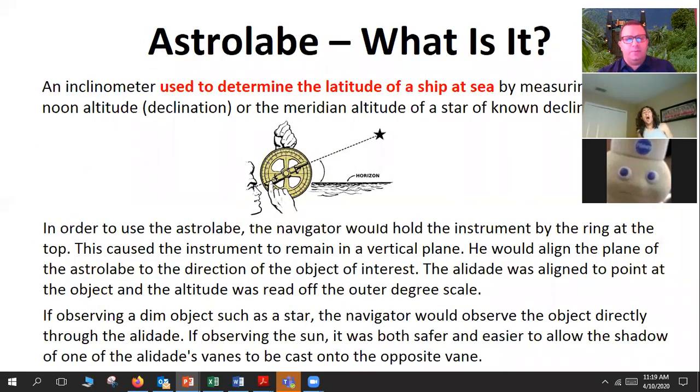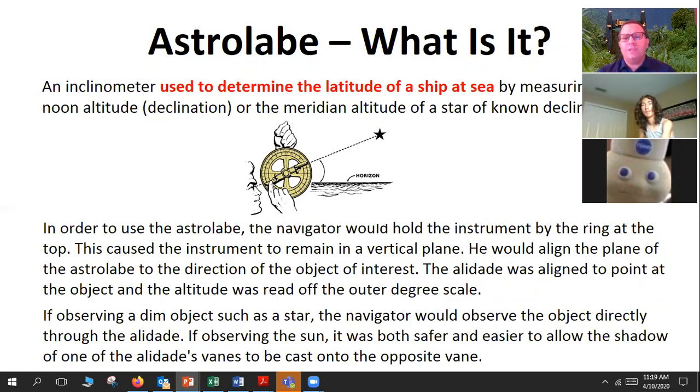Now, the astrolabe, again, all you really need to take away from this is, you don't have to understand the specifics of how this works. I'm not going to go through the whole thing. Just understand that the astrolabe was a tool that was used to measure your latitude, relative to the stars usually, or some known distant point. That's really all you have to take away from this.